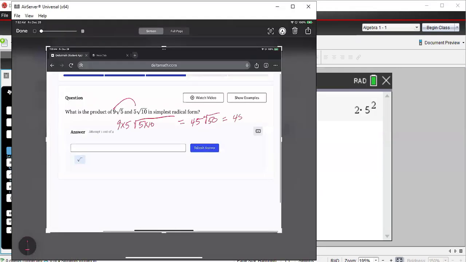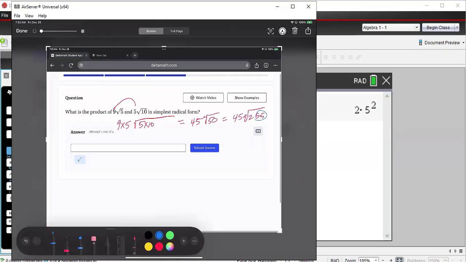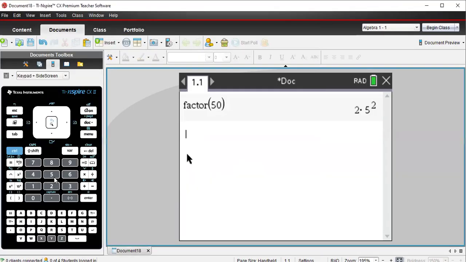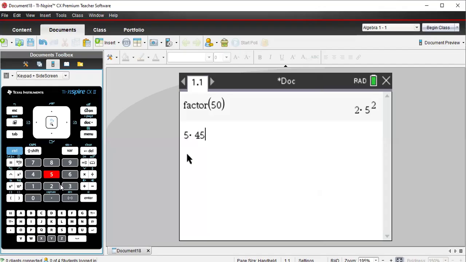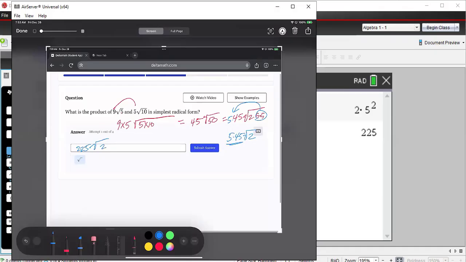So we can rewrite this as 45 times 2 times 5 times 5, and we can pull out the pair of 5s. So it's going to be 5 times 45, so 5 times 45 times a radical 2. What is 5 times 45? I kind of know, but let me just put that in here. So that's 225. That's going to be 225 times the square root of 2. That's all we have left. That's our answer.